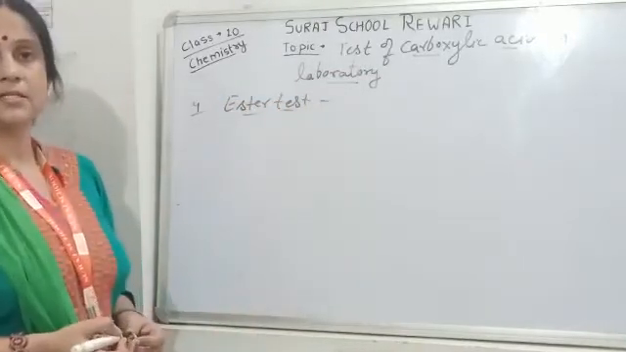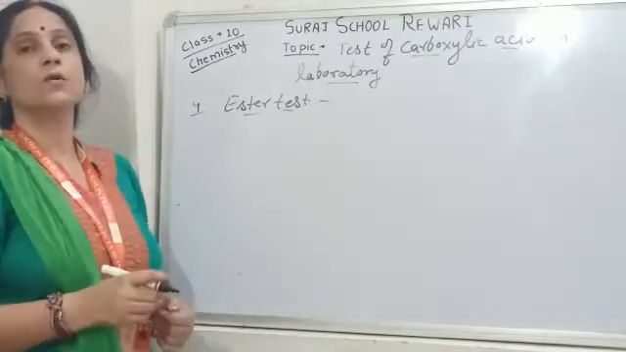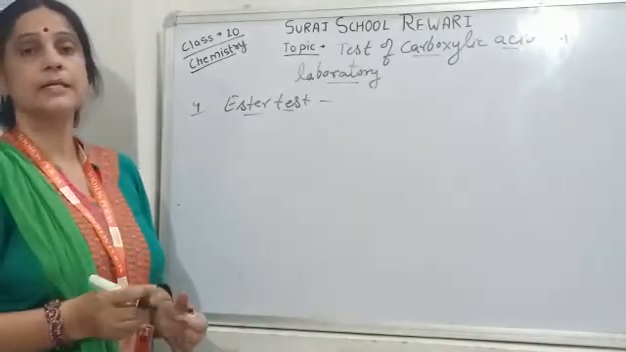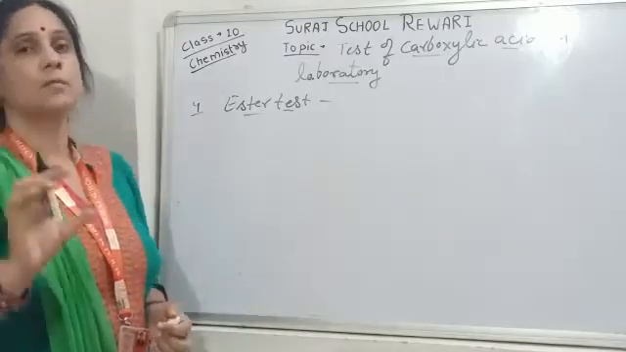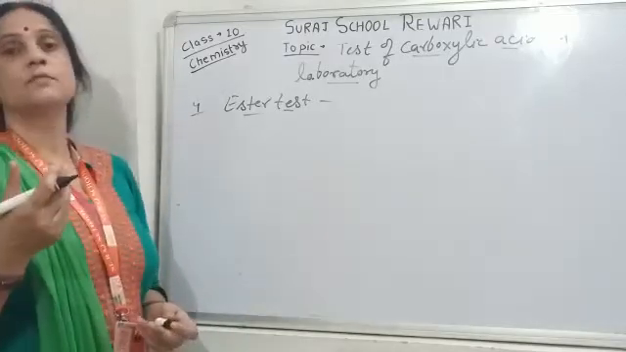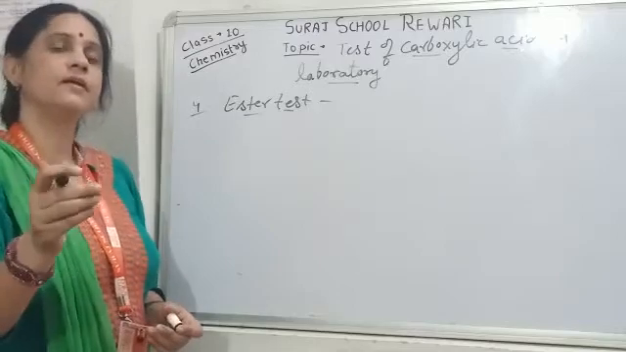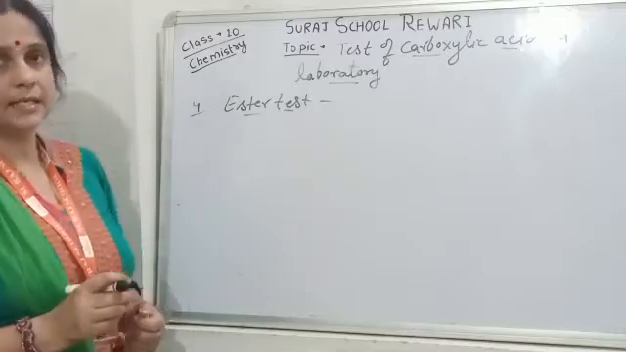In the ester test, we put some ethyl alcohol in the given carboxylic acid and 2 or 3 drops of concentrated sulfuric acid and heat it on a water bath. Then if a fruit-like smell starts to come, it is definitely confirmed that it is carboxylic acid.